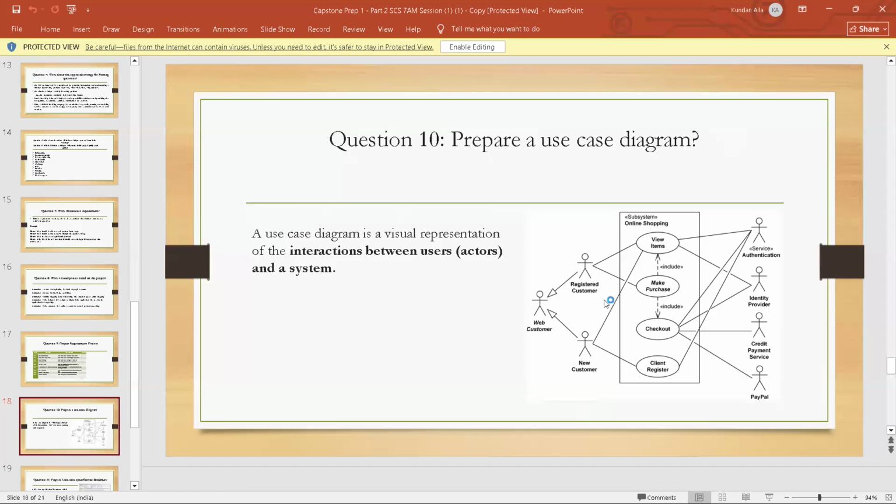Coming to generalization, you use it if you want to show that you don't know what the user is choosing at that time, but he needs to go to the next stage, that is for sure.